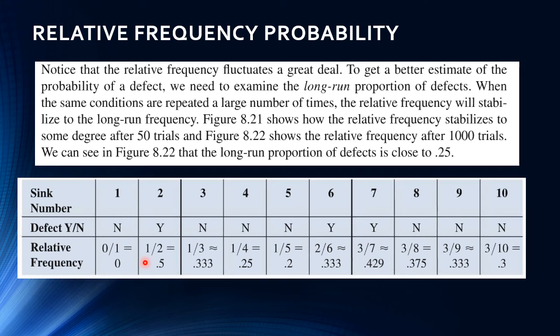So to get a better estimate of the probability of a defect, we need to examine what's called the long run proportion of defects. Not examine 10 of these sinks, but maybe 50 of them or 100 of them or 1,000 of them. When the same conditions are repeated a large number of times, the relative frequency will stabilize to the long run frequency.